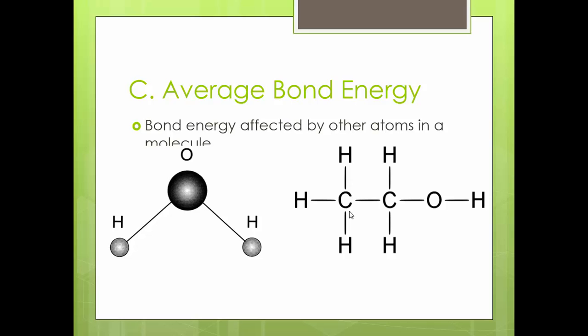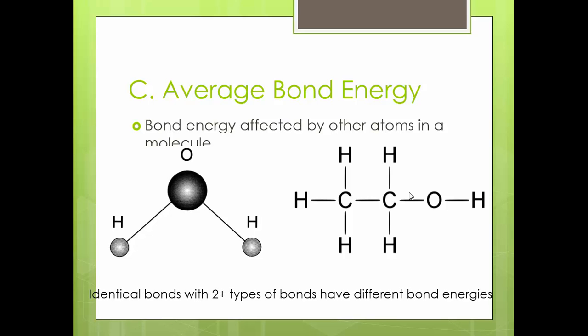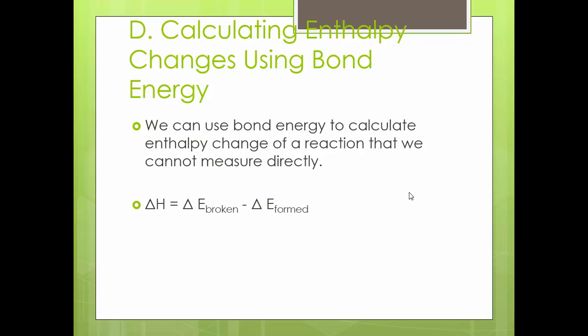Bond energy is affected by other atoms as well. Here we have a water molecule, which has two O-H bonds. Here you have ethanol, which has one O-H bond, and then 1, 2, 3, 4, 5 C-H bonds, a C-C bond, and a C-O bond. So it's 1, 2, 3, 4, 5, 6, 7 bonds you have to account for in a molecule of ethanol. It takes more energy to break the first O-H bond in water than the second O-H in water because of electronegativity.